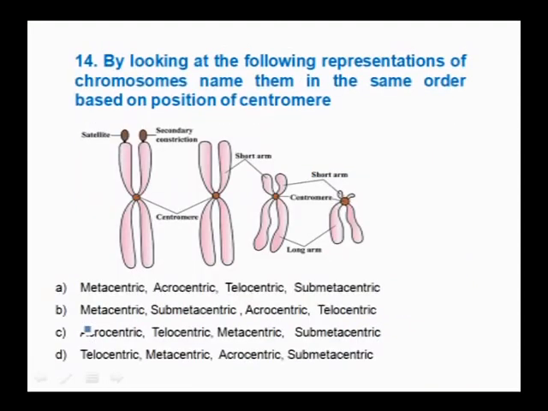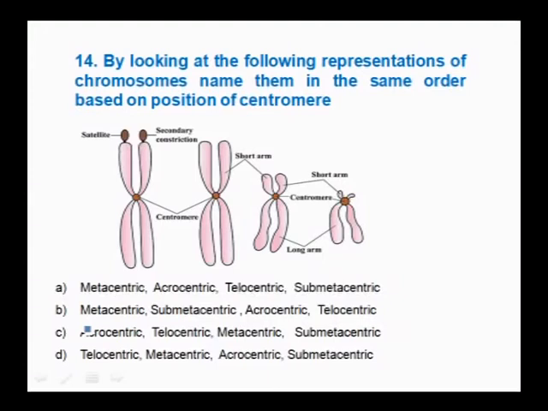Moving on to the 14th question, we have sets of chromosomes here, different types of chromosomes classified based on the position of the centromere. The question is, by looking at the following representations of the chromosome, name them in the same order based on the position of the centromere.